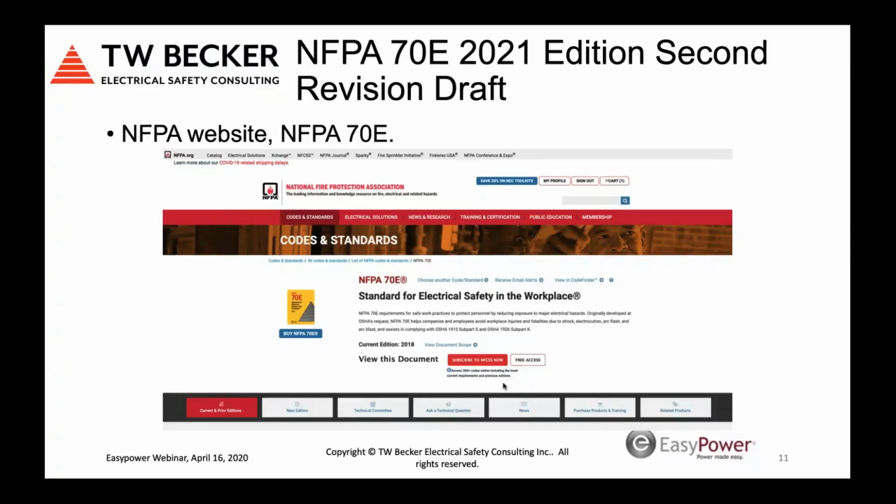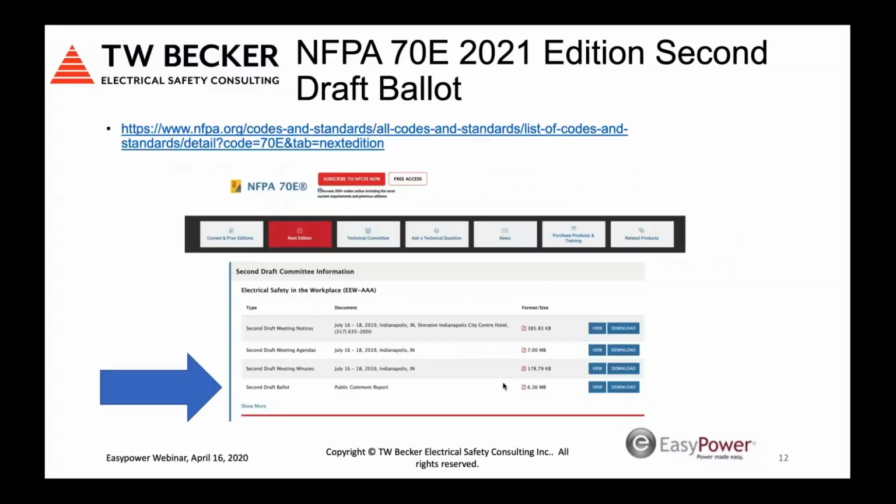This is the 70E page, and you can see at the bottom the current and prior editions, the next edition, tech committee information, and you can ask a technical question of NFPA as well. So I've just zoomed in on the next edition, and right now, if you go to this website, you can see all of this information. You can view it, you can download it. Again, this is the first edition, the first revision, the second revision draft information, the draft ballot, agendas of meetings, the actual public comment reports.